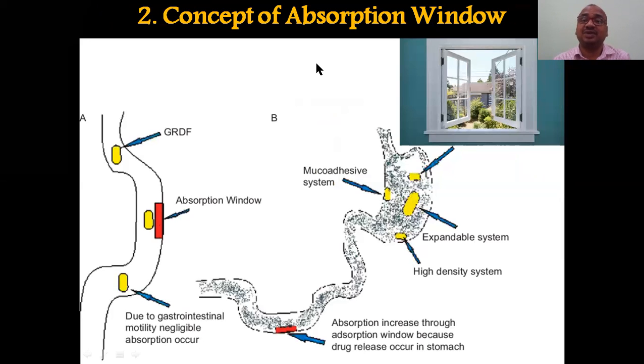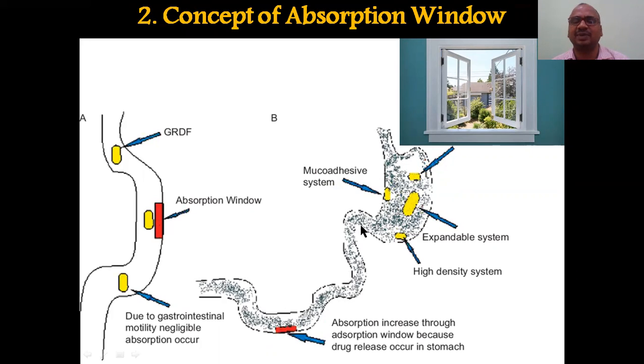Number two, the concept of the absorption window. Here, see, the window is there. We know that carriers must be involved in this transport, so carriers will be limited to only one spot. See here, this red spot in the gastrointestinal tract. In the intestine, only this region has carriers. The remaining membrane doesn't have carriers. So this red part is called a window because absorption takes place only from the window. That's why it is called the absorption window.